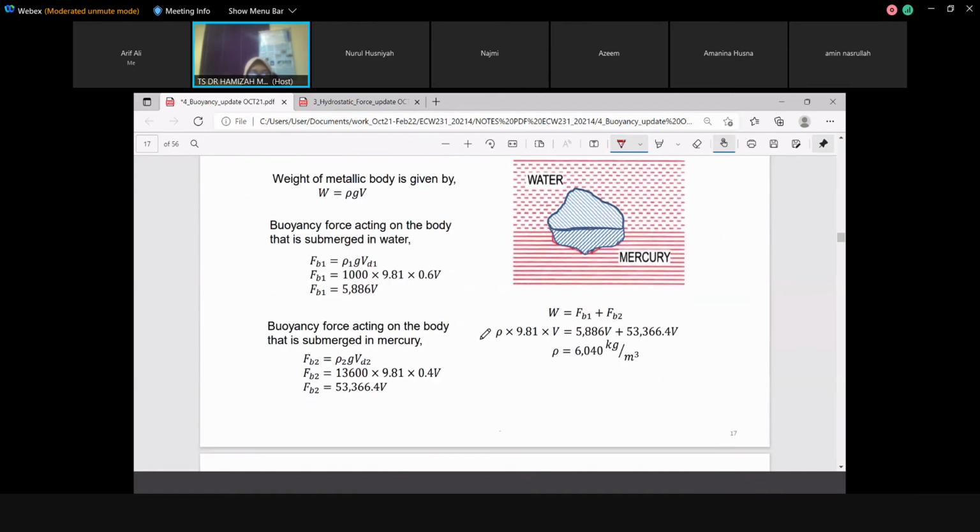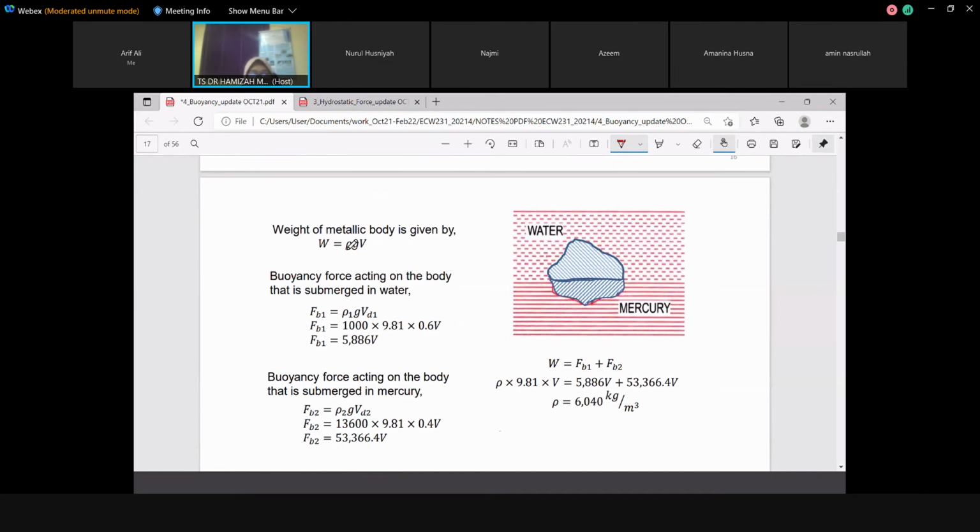Okay. First, we need to calculate the weight of a full object, rho GV. So we use here the density of the metallic body. Okay, and then buoyant force for water, submerged in water. So the density, of course, water. And the volume ni 60%. 60% maksud dia 0.6 darab V. Okay, so we get buoyant force for water is 5886 V. V is unknown.